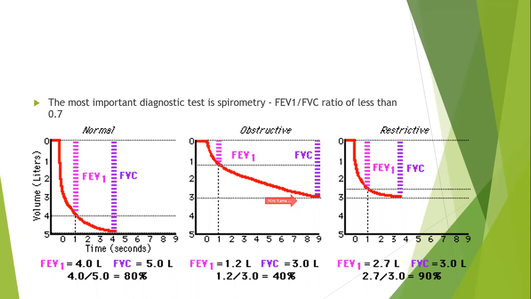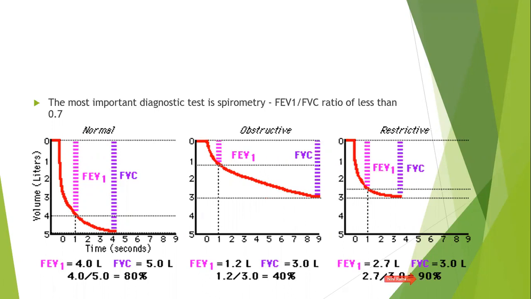But in a restrictive lung disease, FEV1 and FVC both decrease, but the decrease is proportional to each other. So here, FEV1 has decreased, FVC has also decreased, right? But it is proportional to each other. So the ratio remains pretty high.